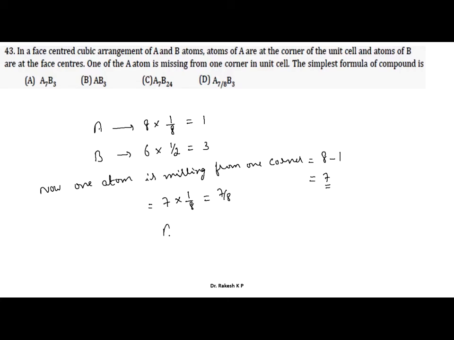So now for A we are having 7 by 8, and for B we are having 3. The simplest formula we are going to write is A7B24. So hence in this case the option is C. The option is C. Okay, next one.